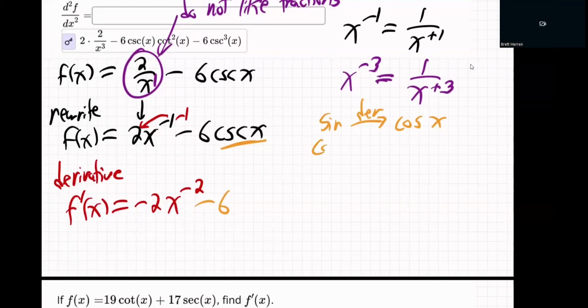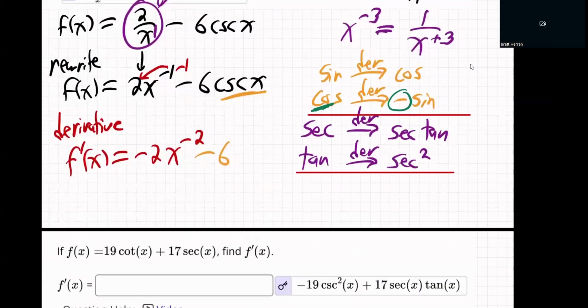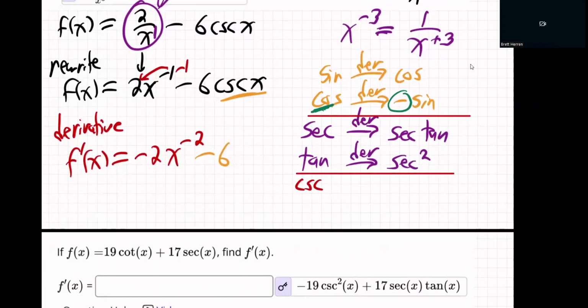Anyway, derivative of sine is cosine. Derivative of cosine is negative sine, because the derivative of every co-function is negative. Okay. And then what are the other ones? Derivative of secant is secant tangent. Derivative of tangent is secant squared. And then, keeping with our same principle, what is going to be the derivative of cosecant?